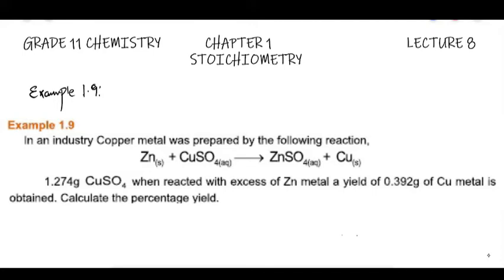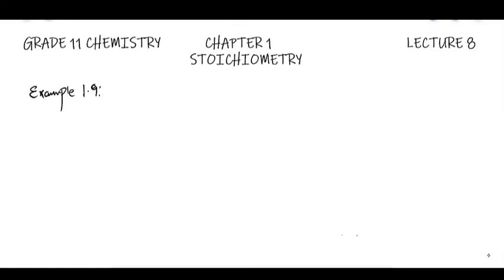So we are given chemical reaction between zinc and copper sulfate, and we are given the amount of product, that is copper, formed as a result. We are asked to calculate the percent yield. So what we are given is the amount of reactant, that is 1.274 grams of copper sulfate, and we are also given the amount of product, that is of copper, 0.392 grams.